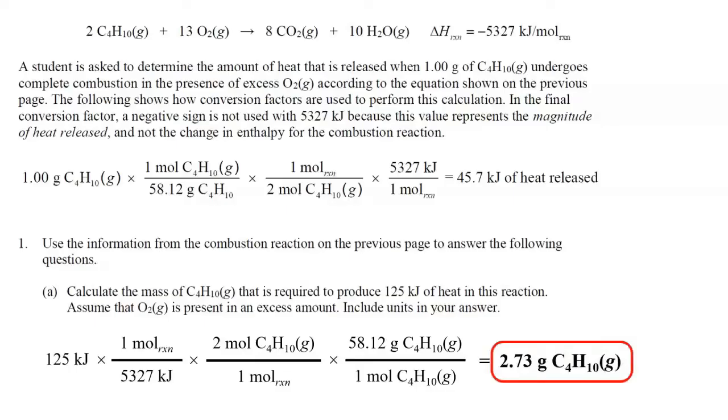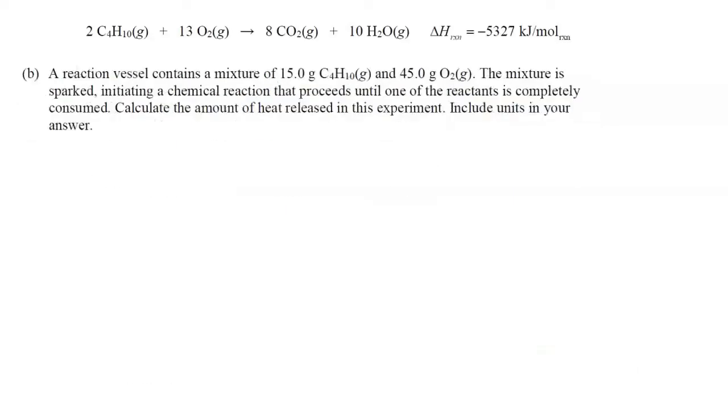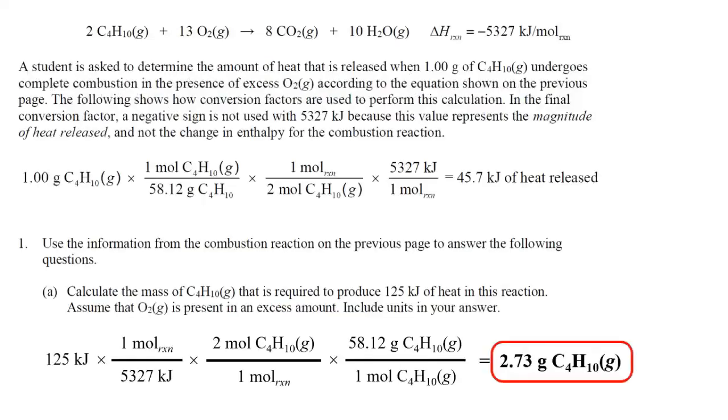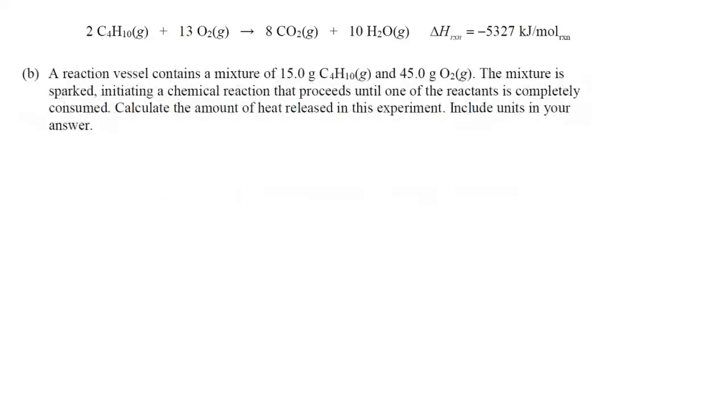All right, let's take a look at part B of this question. Now, you may remember back in Unit 4, when you were doing stoichiometry calculations, that some experiments involve a limiting reactant and an excess reactant. So back in part A of this question, it said, assume that O2 is present in an excess amount. So we have some clues in part B that this is not about assuming an excess amount, but in fact, we have to determine the limiting reactant.